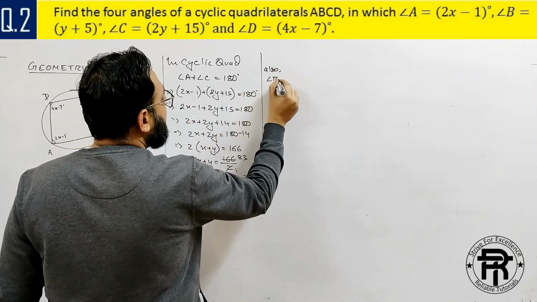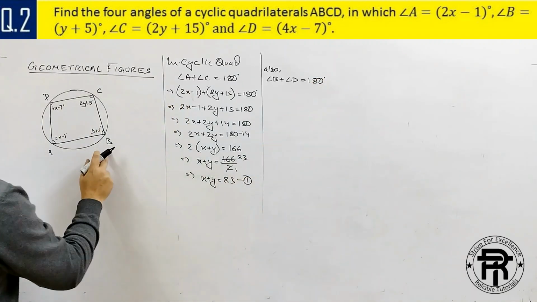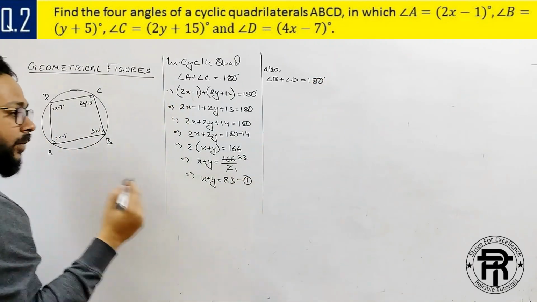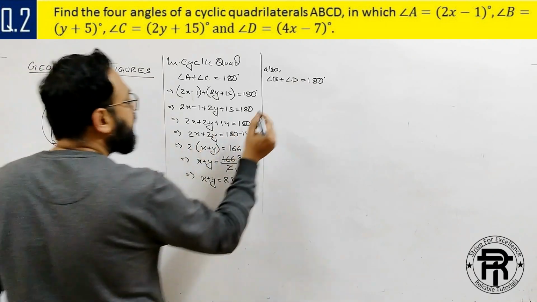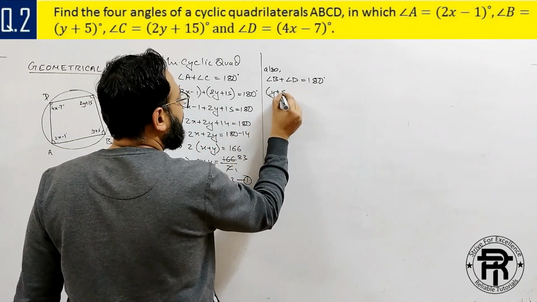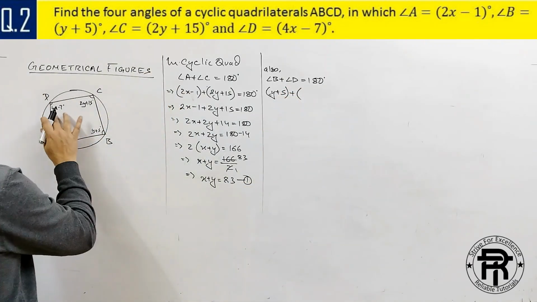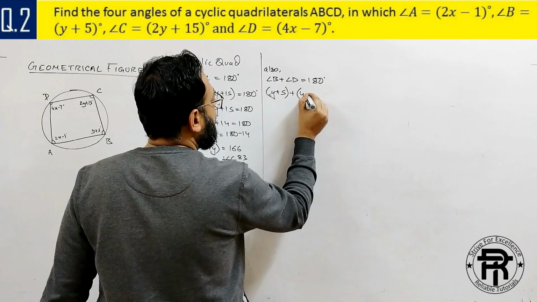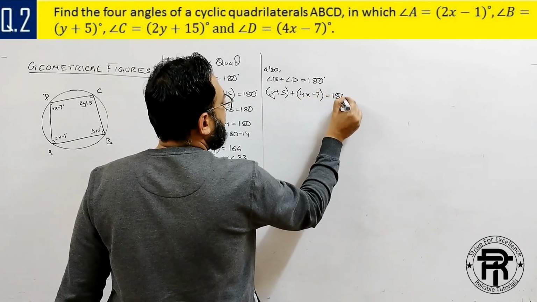Exactly in the same manner, angle B plus angle D is also equal to 180 degrees, because B and D are also opposite angles of the cyclic quadrilateral. What is the measurement of angle B given? Y plus 5. What is the measurement of angle D given? 4x minus 7. So y plus 5 plus 4x minus 7 is equal to 180.